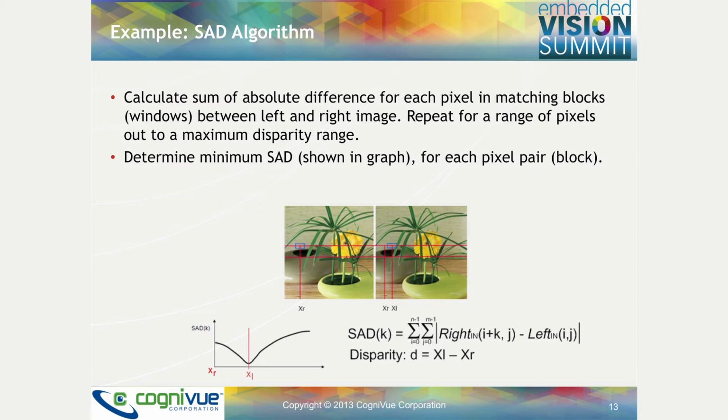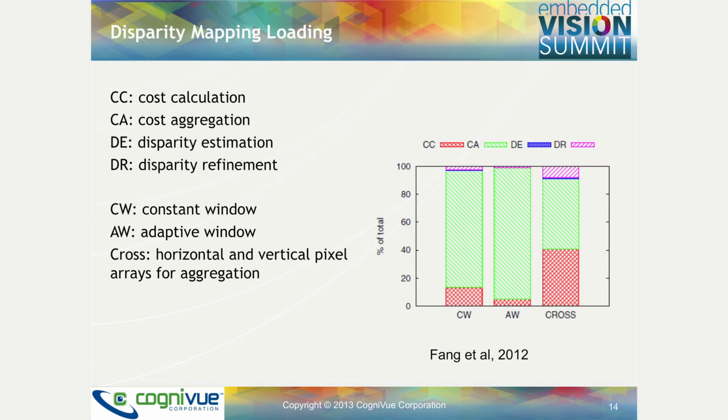So how does that all add up in terms of actual computational loading? This is something that I found in the paper from Fong et al., 2012. They looked at different sorts of local dense disparity mapping approaches. And by far, you can see that cost aggregation, where you sum all those support windows, is the lion's share. Now, CW, the constant window, is where that support window is a constant size as you work your way through the image frame. AW is adaptive.